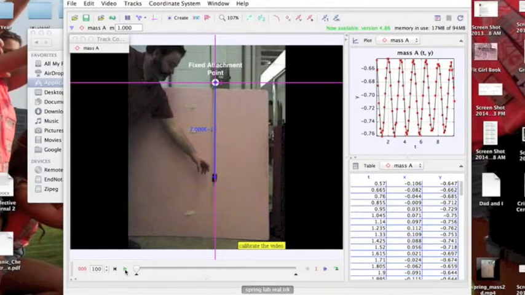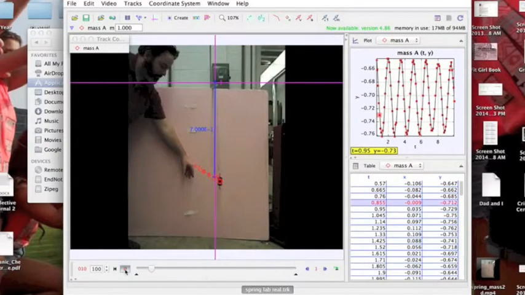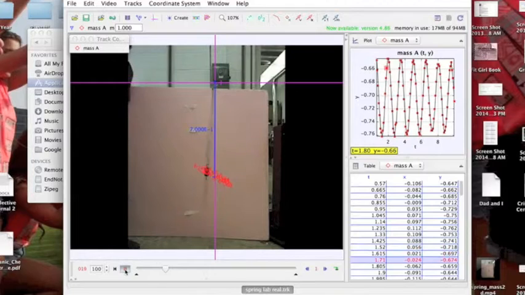In Tracker, I used the length of the spring at rest for reference, which was 7 meters. I placed the origin at the top of the spring. After tracking the motion in each frame, I took the x and y components of the motion and transferred them into a CSV file.